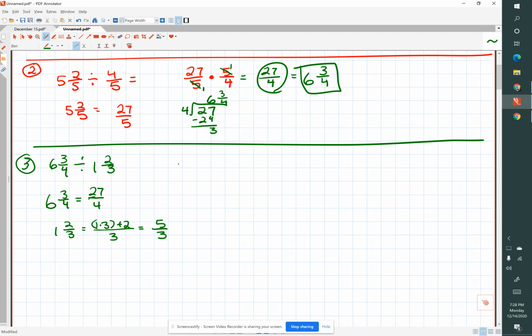We do the keep change flip part, 27 over 4 times 3 over 5. There's nothing to simplify there, so we'll multiply across. 27 times 3 is 81. 4 times 5 is 20. Now let's convert that back into a mixed number. 20 goes into 81 4 times with 1/20 left over. So that's 4 1/20.